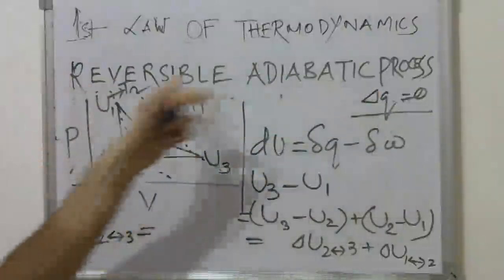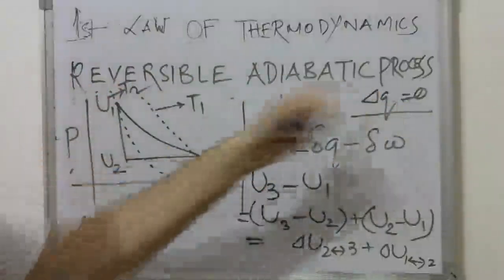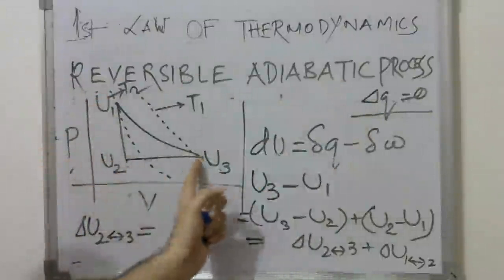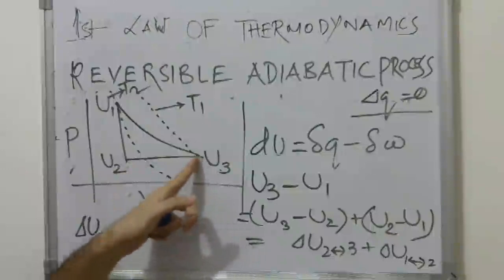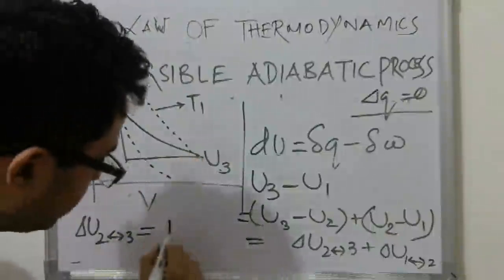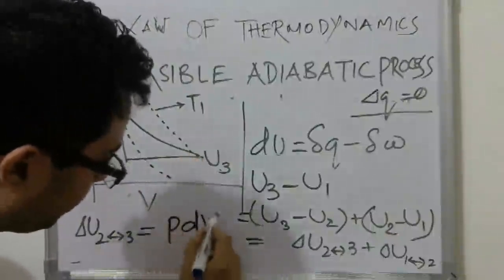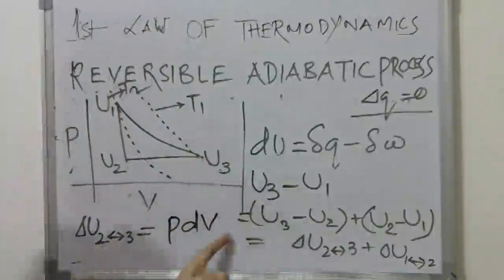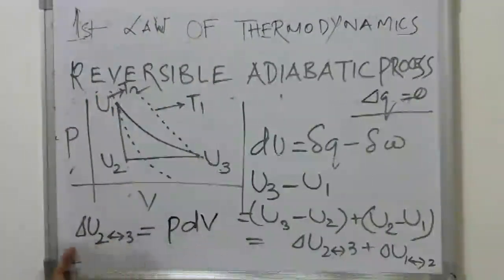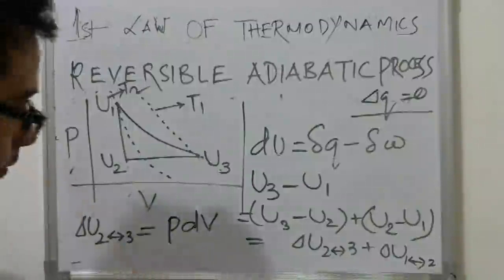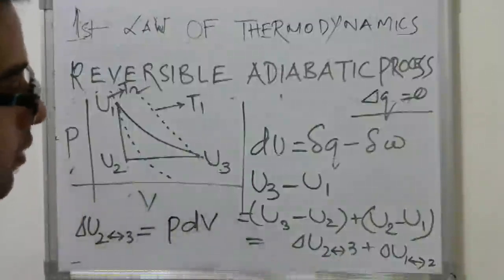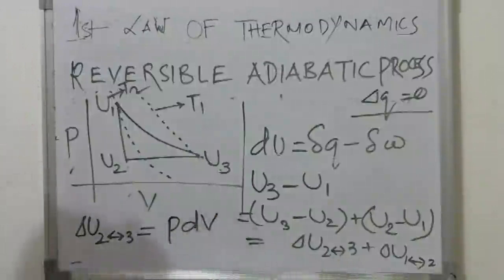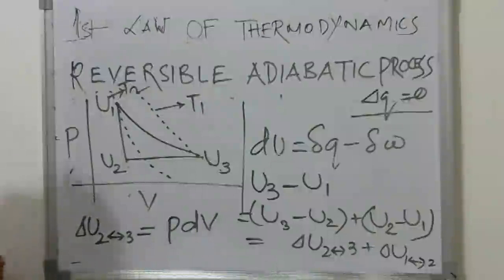It's already mentioned that this is an adiabatic process, so del Q is 0 for this system. So it's basically a constant pressure system. So your equation becomes PdV. Right? This is the equation. So del U from 2 to 3 can be written as PdV. And del Q is 0.